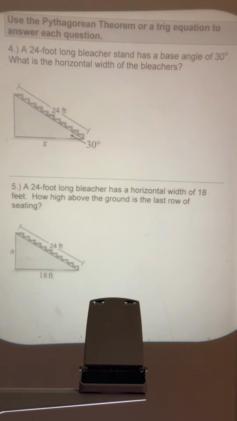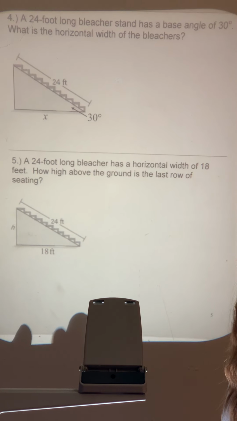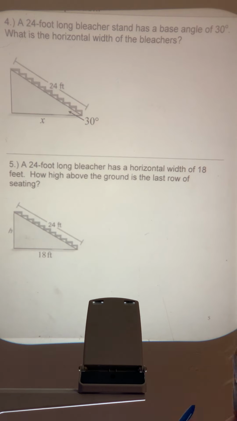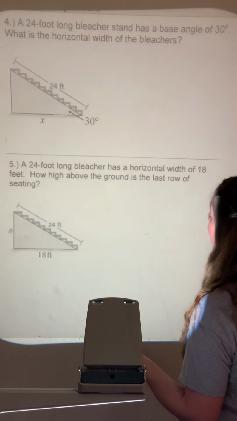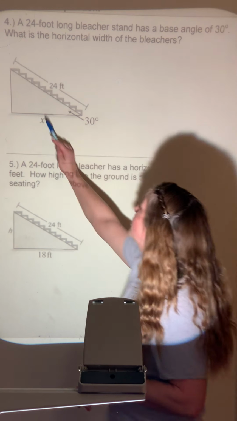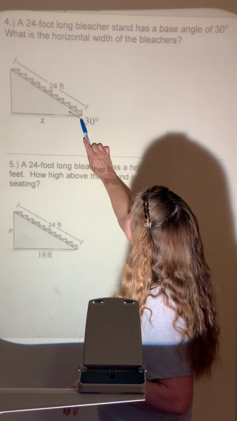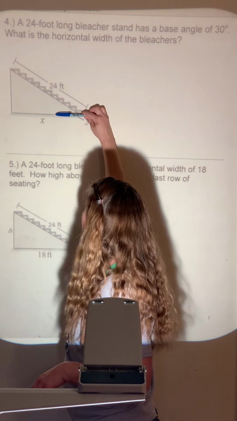So if you notice the directions, use the Pythagorean theorem or a trig equation to answer each question. So if we take a look, I pretty much use the same picture just like I did on the other page, but I switched things up a bit. So for number 4, it says that a 24-foot long bleacher stand, so this is the bleachers, has a base angle of 30, and I want to know what is the horizontal width of the bleacher.